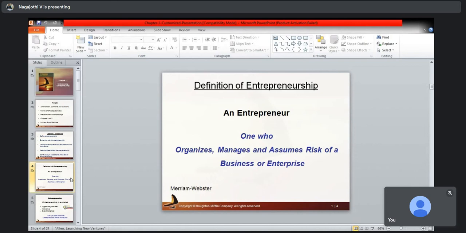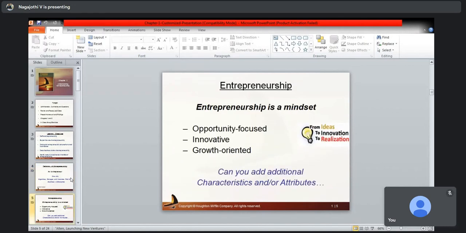They are always looking forward for opportunity. That's why I told you about Amitabh Bachchan's story. When Amitabh Bachchan met with an accident, there was a need, a very good demand, for an antibiotic called cephalosporin in India. So that is what we call an entrepreneurial mindset or opportunity focus. Then innovation, then growth oriented.